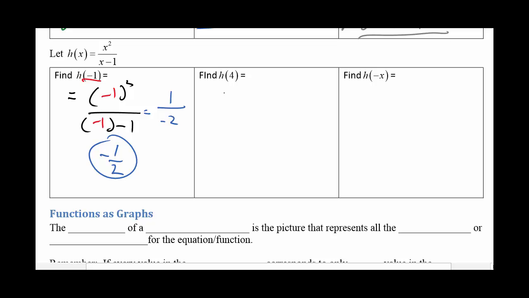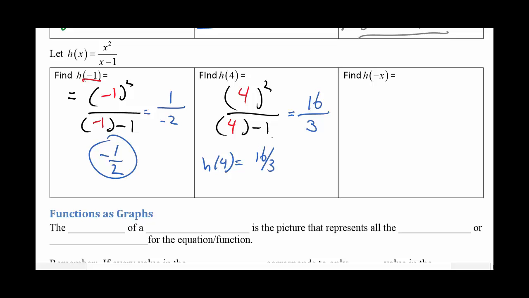Going to h of 4, so again, let me put some blanks in here. And what are we going to fill the hole up with? We're going to evaluate it with a 4. Okay, so I get 4², so it's 16 over 4 minus 1, which is 3. And that's pretty good right there. So h of 4 equals 16/3.